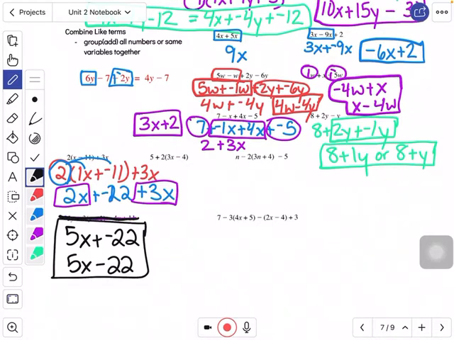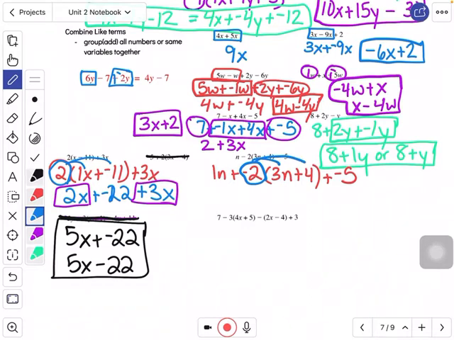Alrighty, I'm also going to skip that one because I've run out of room, and I will move to this one here. So this is 1n plus negative 2 times 3n plus 4 plus negative 5. So again, start with the distributive property, which is negative 2 times everything inside. So 1n plus negative 6n plus negative 8 plus negative 5.